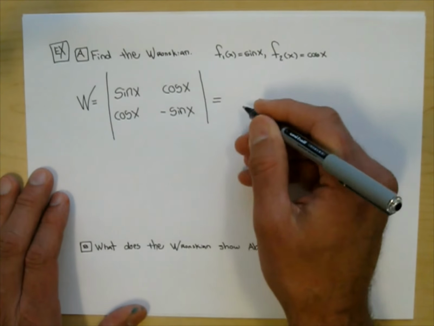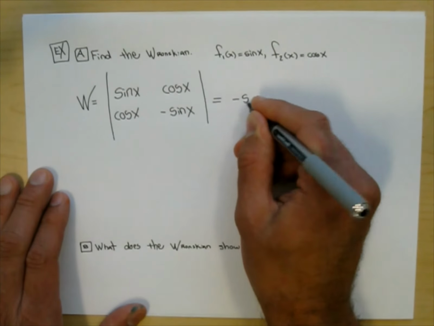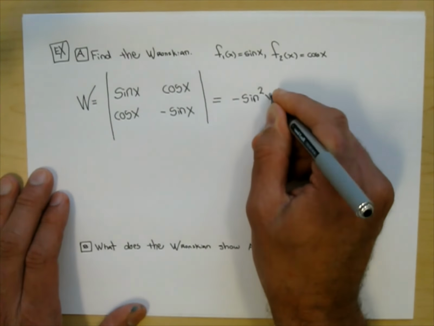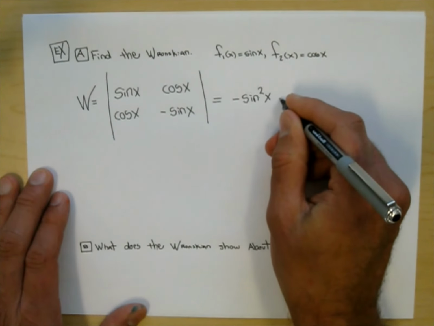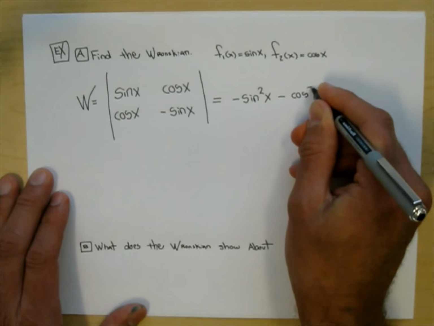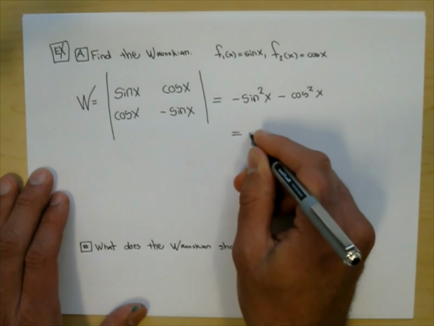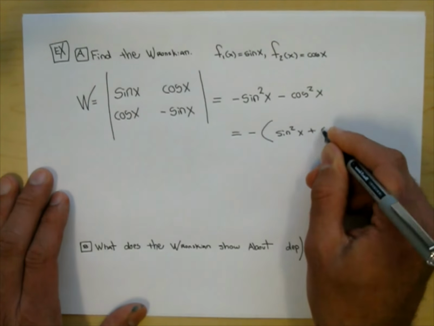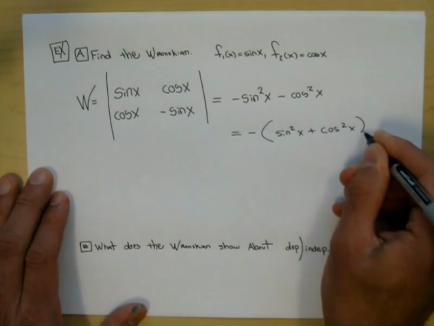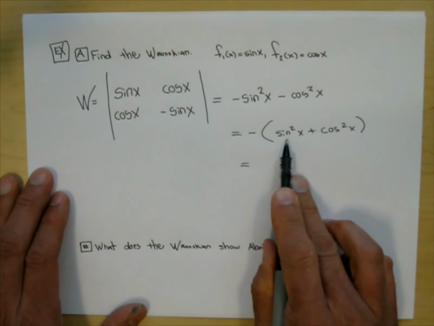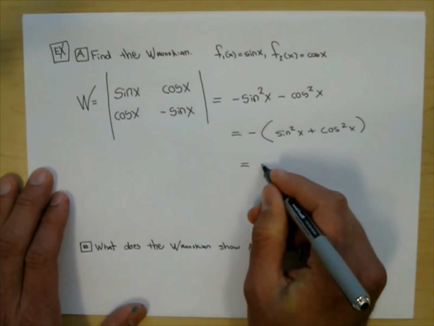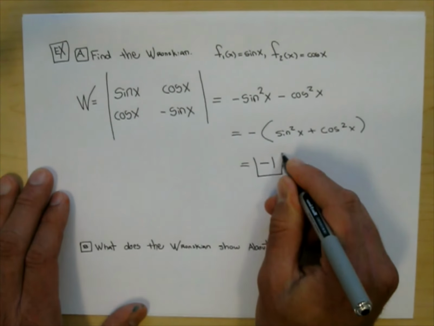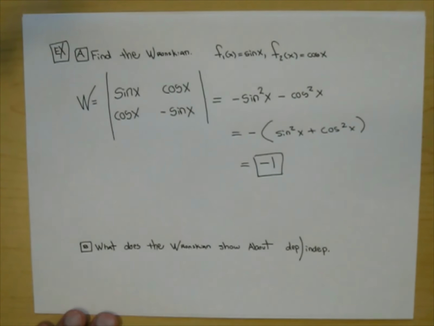So the determinant AD minus BC, this is negative sine squared x, and then minus BC, so minus cosine squared x. I'll factor out a -1. So really what we have here is sine squared plus cosine squared is 1, so this is -1. That's the Wronskian. So on the test, if I ask you to compute the Wronskian, that's what you would do.